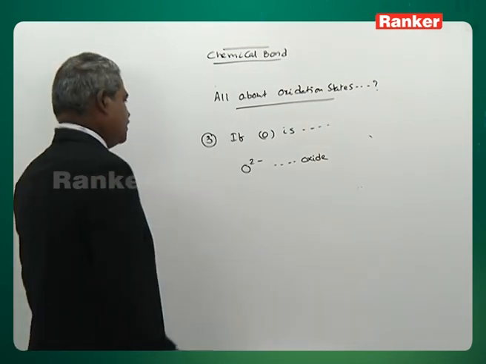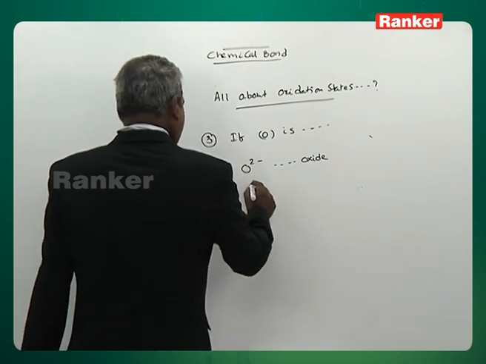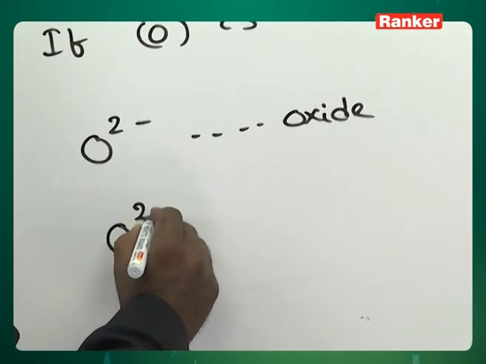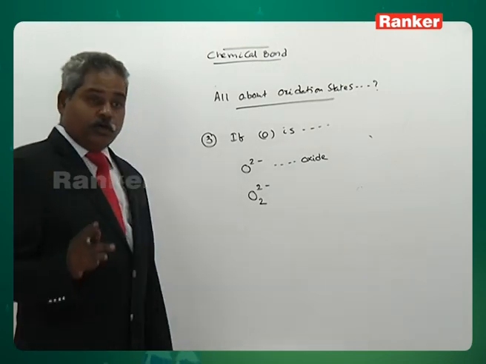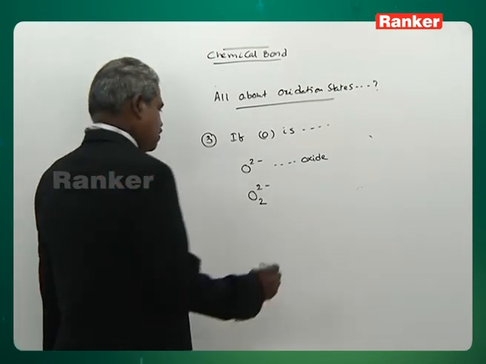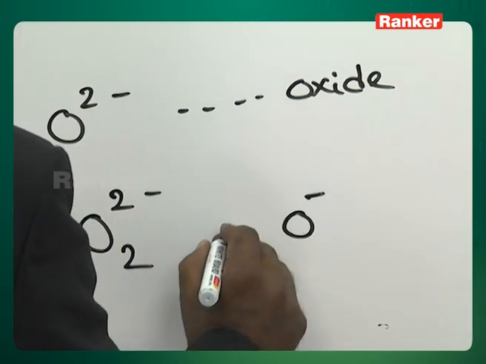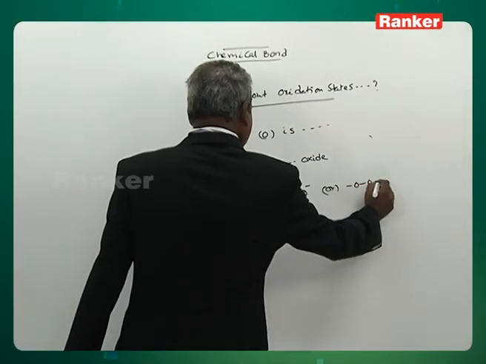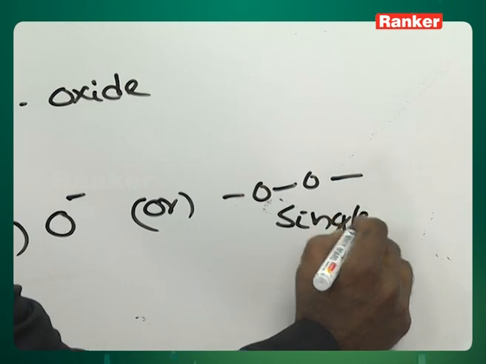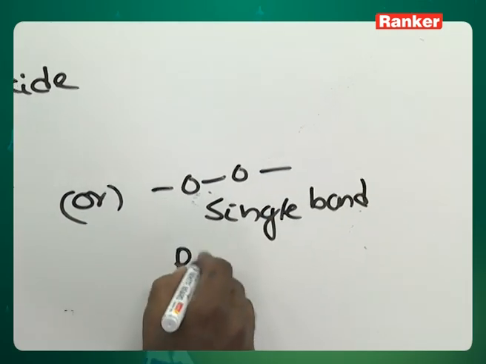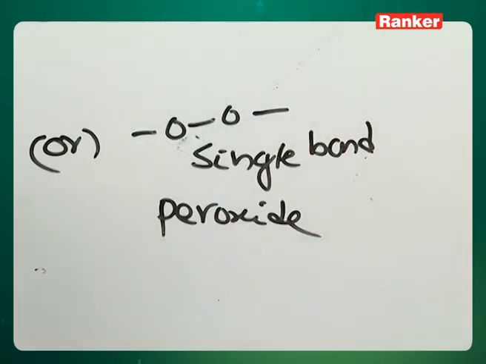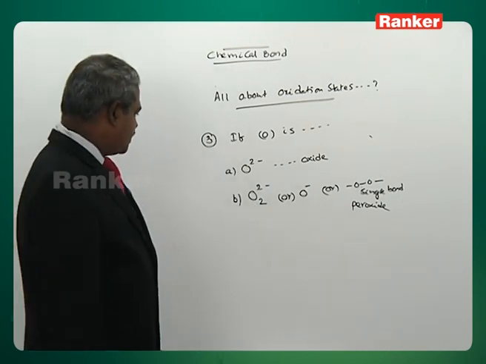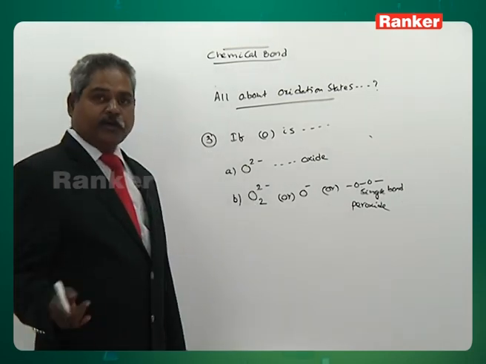If oxygen gets 2 minus, it is called an oxide. If oxygen gets O2 2 minus, what do you mean by O2 2 minus? 2 oxygen atoms getting 1 electron each, that is, each oxygen is O minus, with an oxygen-oxygen single bond. Whichever compound has an oxygen-oxygen single bond is called a peroxide. If oxygen gets minus 2, it is an oxide. If oxygen gets minus 1, it is a peroxide.